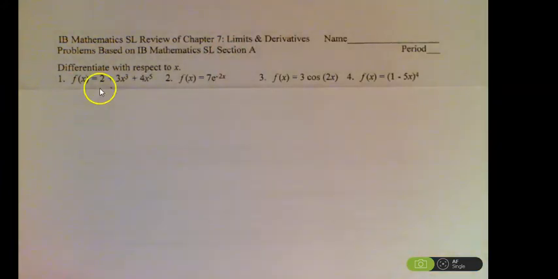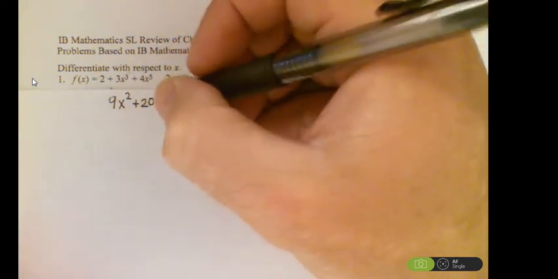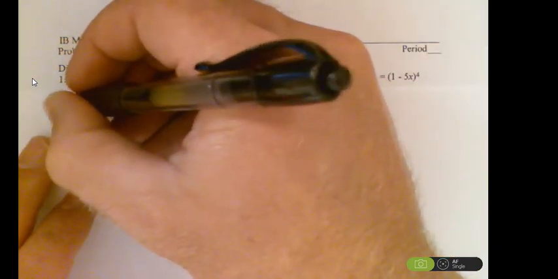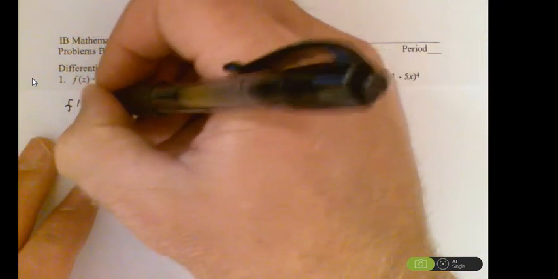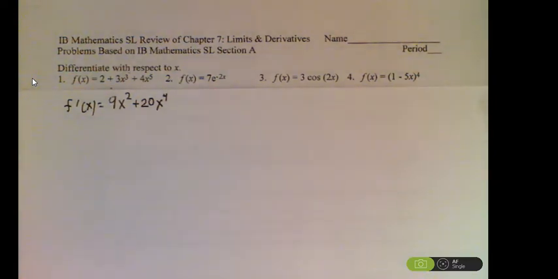So 3x to the third, just using our power rule. So we're looking at 3 times 3 gives us 27. Sorry, 3 times 3 gives us 9. And then we do our exponent minus 1. So 9x squared. Jump on down to this next term. 5 times 4 gives us 20. Drop our exponent by 1. And there's our derivative. So pretty simple there for number 1.